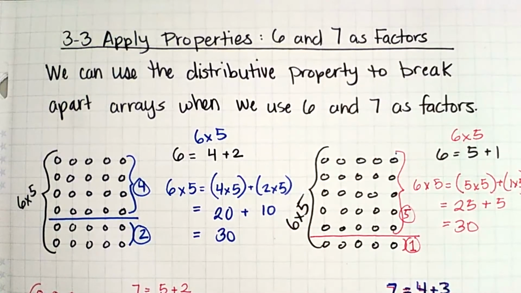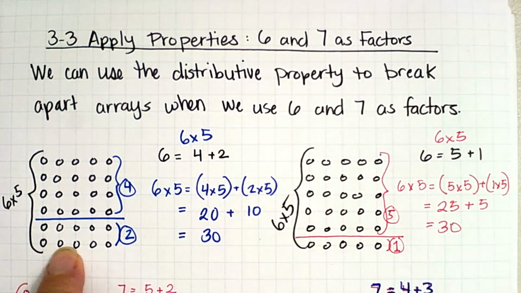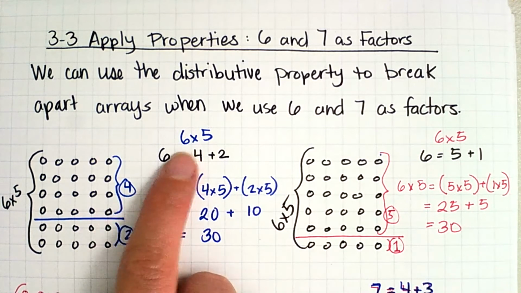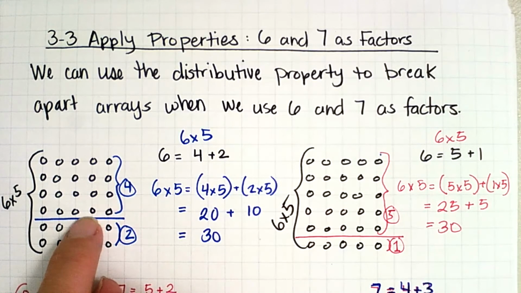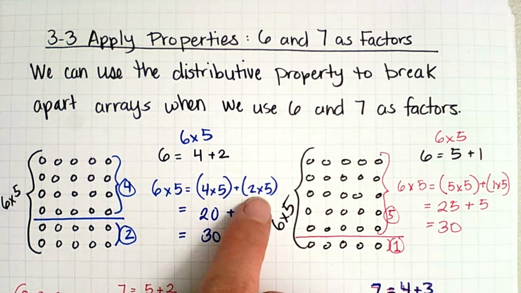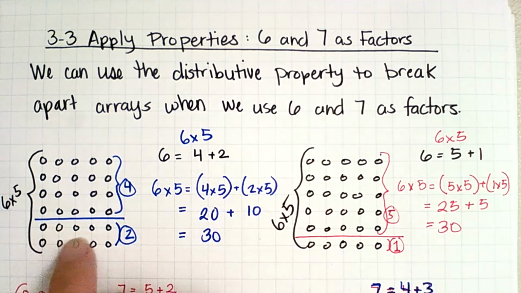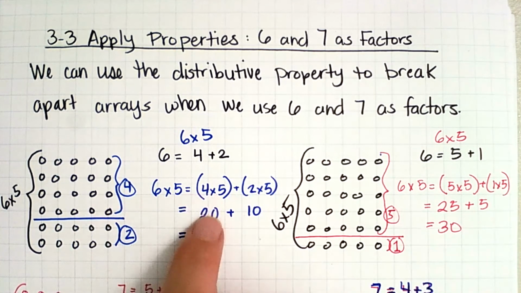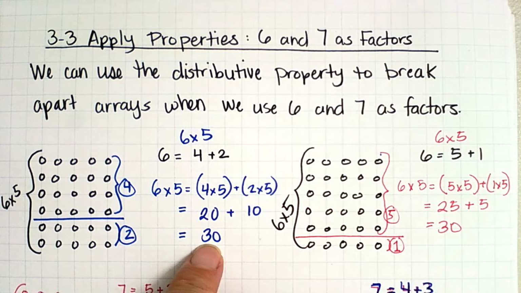So if I have a 6 times 5 array, like you see over here, I split it right there. So I took my 6 and I broke it into 4 and 2 more. So my 6 rows, I broke into a group of 4 and then a group of 2. So 6 times 5 became 4 times 5 plus 2 times 5. So the 4 groups of 5 up here, and then the 2 groups of 5 down there. 4 times 5 gave me 20, 2 times 5 gave me 10. When I added those 2 partial products, I got a sum of 30. So I know that 6 times 5 is equal to 30.